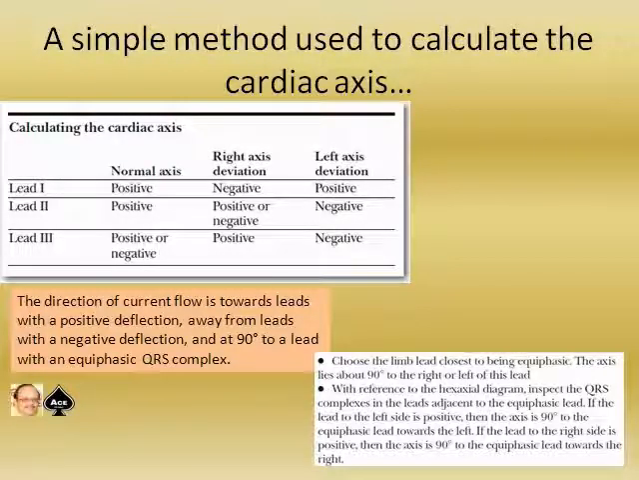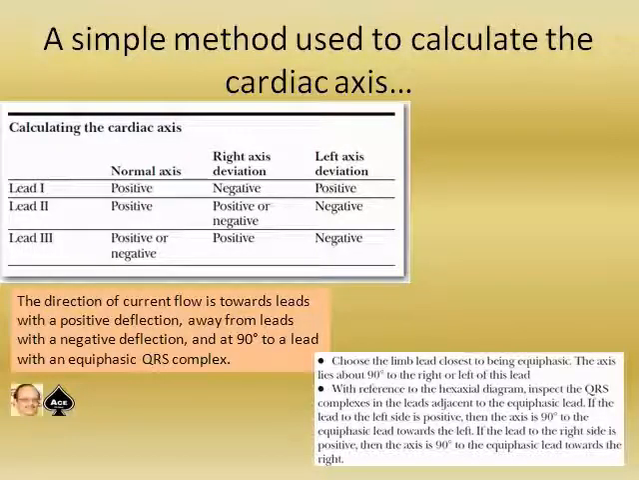And this is based on the principle that the direction of current flow is towards the lead if there is a positive deflection. When the flow is away from the lead, there will be negative deflection, and if the lead is 90 degree to the flow, the QRS will be equiphasic. So choose the limb lead close to being equiphasic. The axis lies about 90 degree to the right or left of this lead.